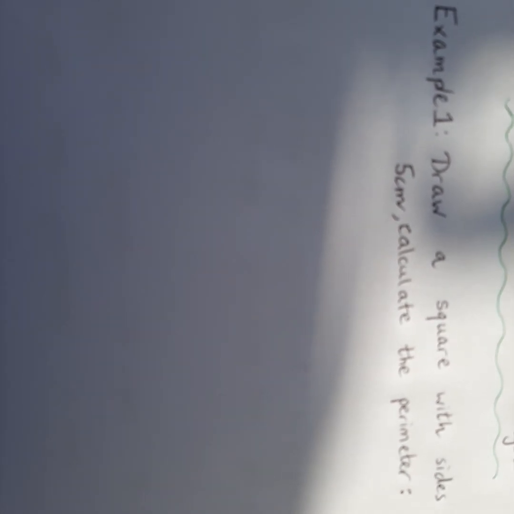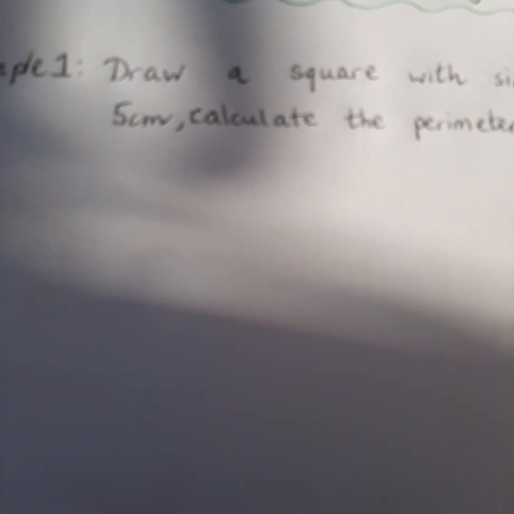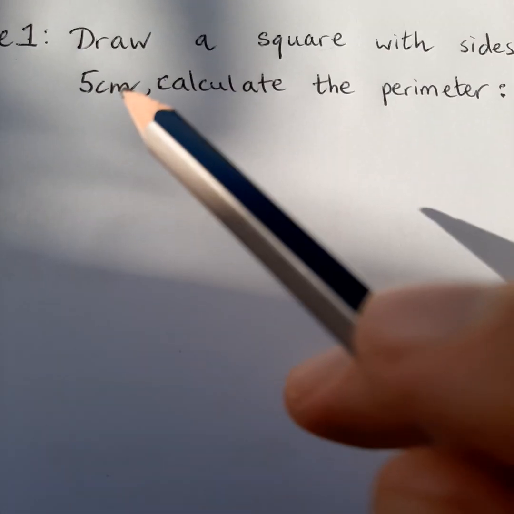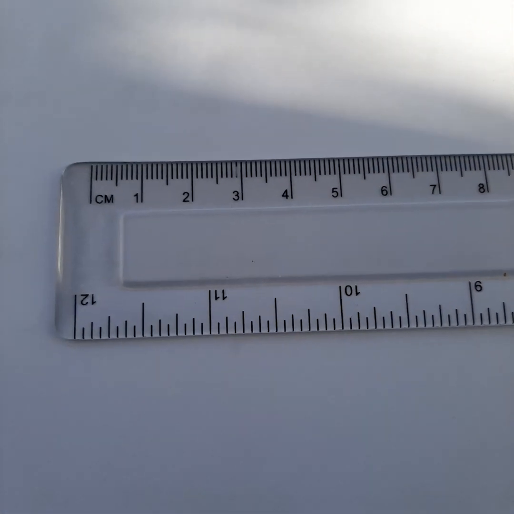So example one is draw a square with sides 5 centimeters and then calculate the perimeter. Now we know that a square has all equal sides from doing 2D shapes. So all the sides in this are going to be 5 centimeters, and then I'll calculate the perimeter when I've got it drawn. So here's some tips when you're drawing using a ruler.